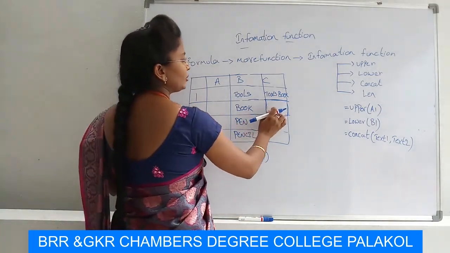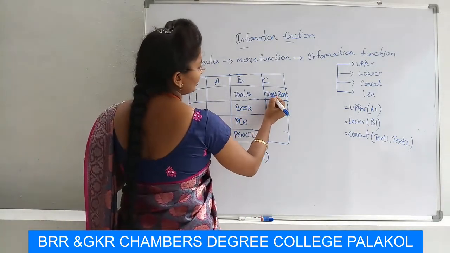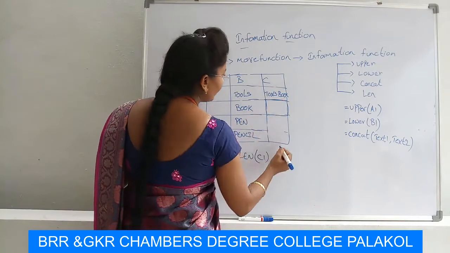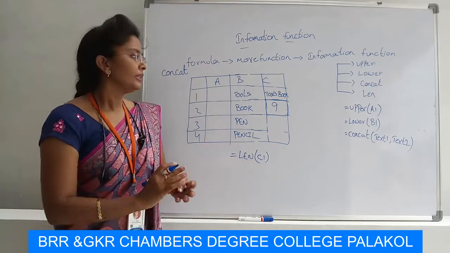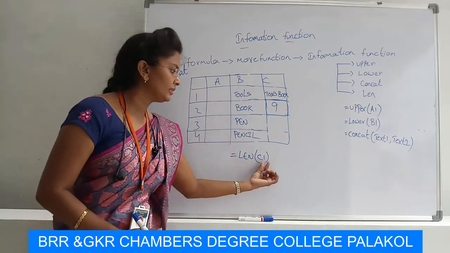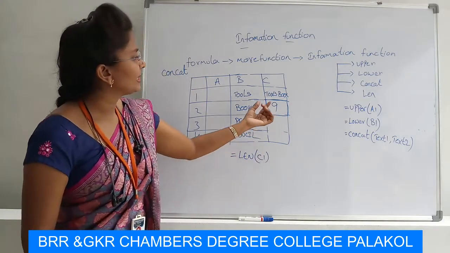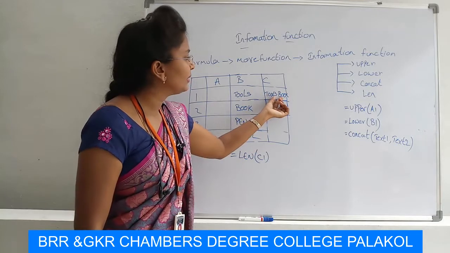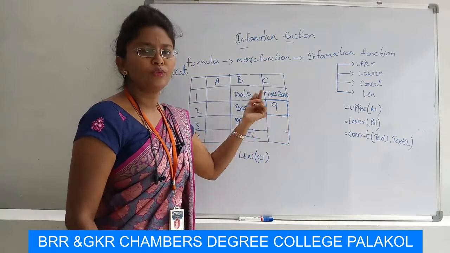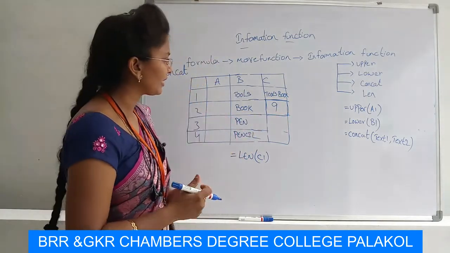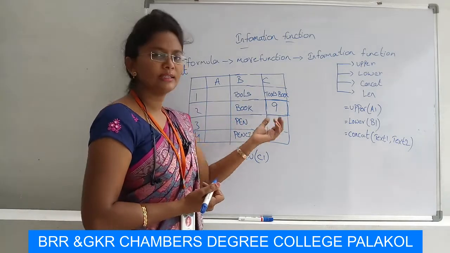When you press the enter button, it will calculate the length of the data. That means 1, 2, 3, 4, 5, 6, 7, 8, 9. The answer will be displayed here. And in this length function, it will take the data from the cell reference. Here I have taken the C1 cell reference. That data will be calculated. That means the length of that data will be displayed here. It will display the number only. It will calculate how many letters appear in that cell, and it will display the result in numbers.